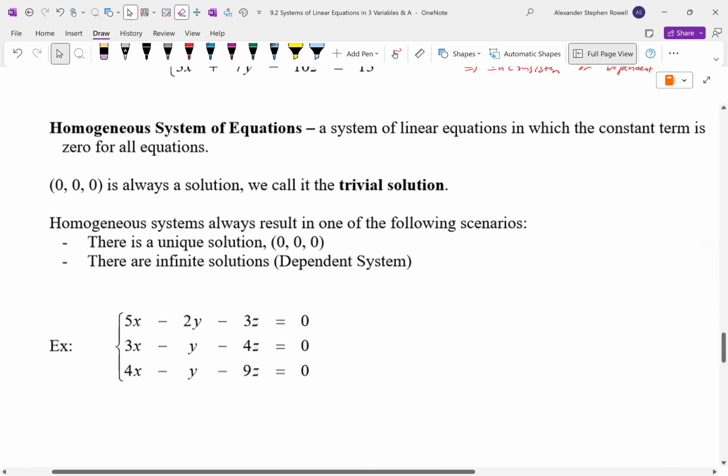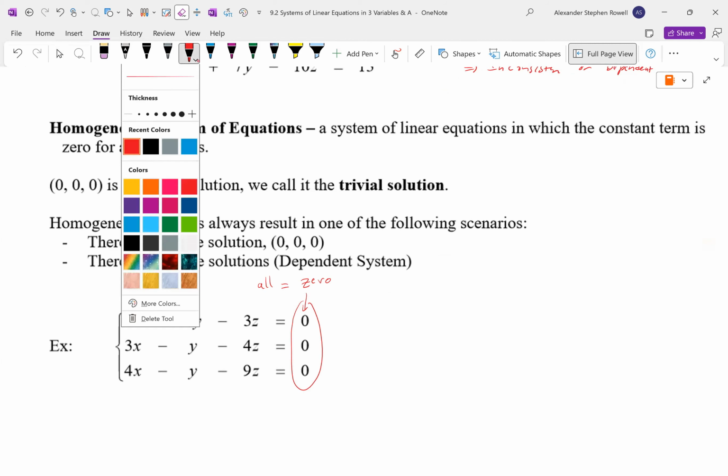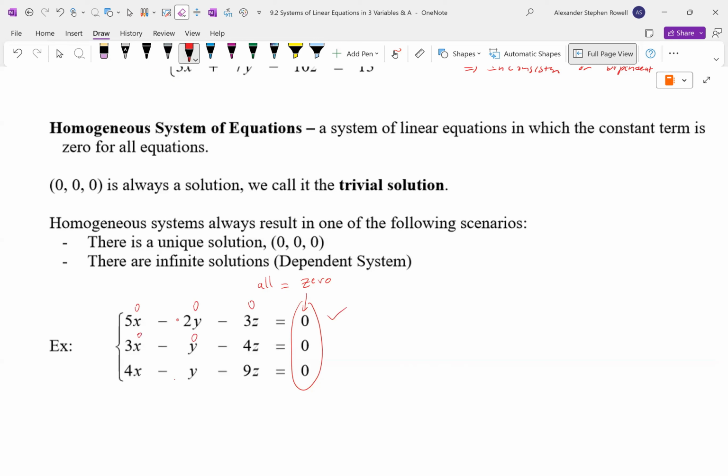Okay, the last thing is what's called a homogeneous system of equations, where on the right-hand side, they're all equal to 0. And a homogeneous system always has at least one solution when x, y, and z are all 0. Right? 0 times 5, 0 times -2, 0 times -3 is 0. So notice we could plug in 0 in all three equations, and that will always make the equation 0. We call that homogeneous system. This will always be an answer. So the question is, is that the only answer, or is it dependent?